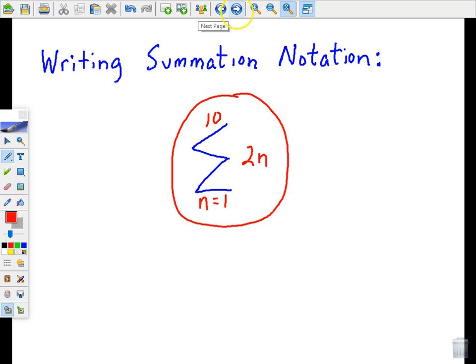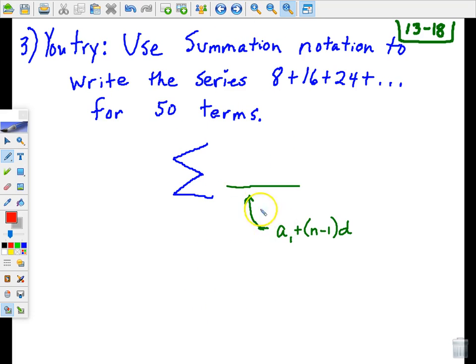Okay, let's try another one. You'll be doing this again, 13 through 18. Here's a series, or at least the beginning of a series, but this time we're told to write summation notation that would represent how to come up with the sum of all 50 of those terms in this series.